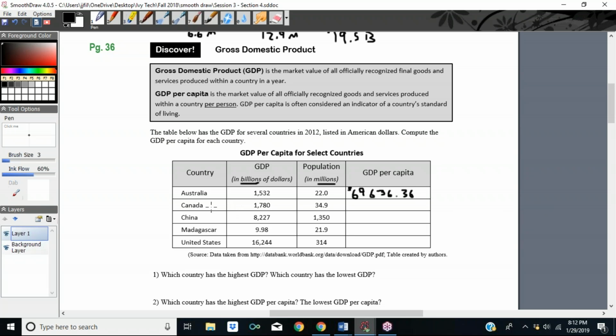If you didn't get that, try Canada's, okay? Go ahead and try Canada's. And then after we get Canada, I'll fill in the rest. And it looks like you're getting it just fine. So it is $51,002.